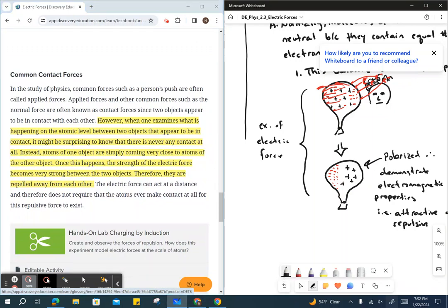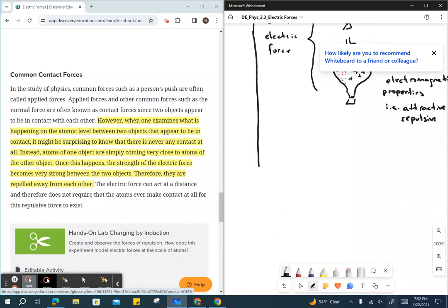And it says common contact forces. We're going to just make this Roman numeral 2. Common contact forces. Okay. In the study of physics, common forces such as a person's push are often called applied forces. AKA applied forces, right?